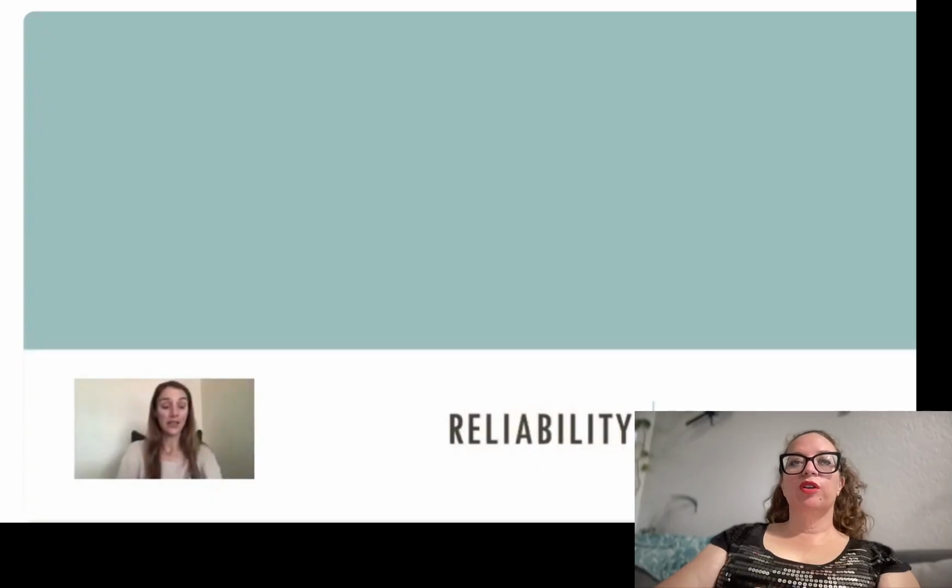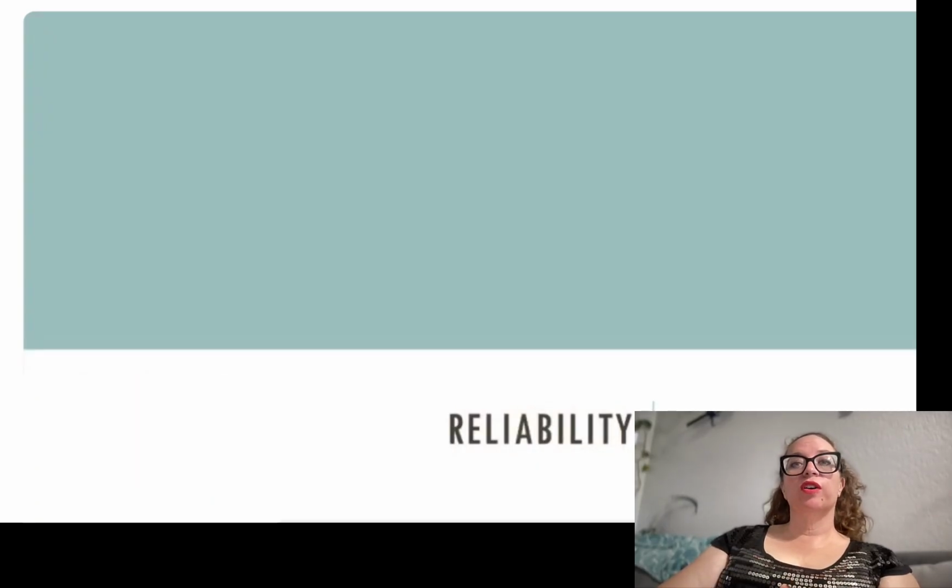Hello, everybody, and welcome to the topic of the day, which is reliability. So, we are going to be taking a look at reliability and validity as two parts of sort of the same overarching topic. Both reliability and validity take a look at how accurate and reliable our measurements are. So, let's go ahead and start off with just conceptually what reliability is.